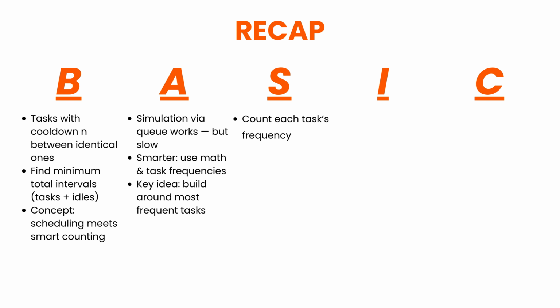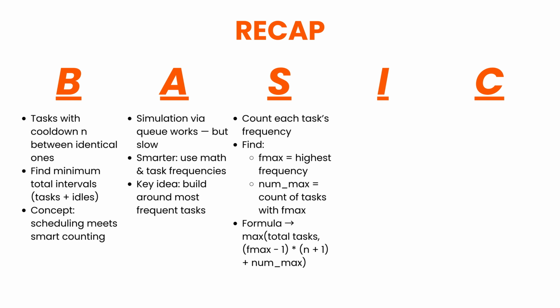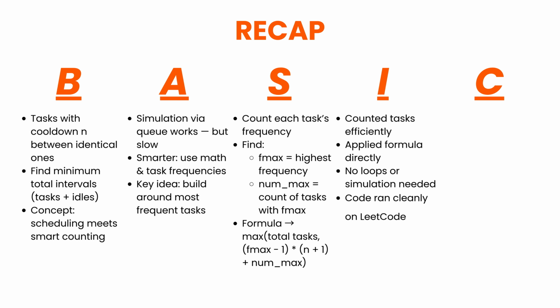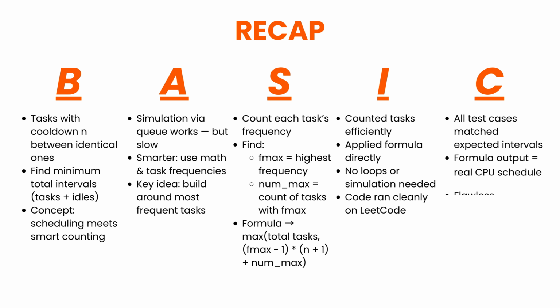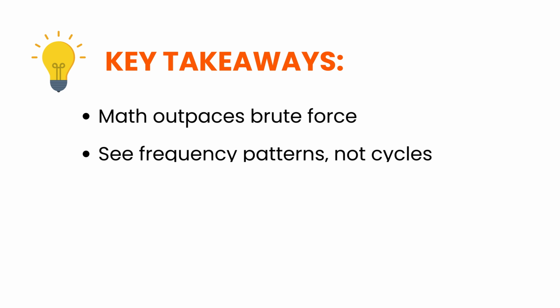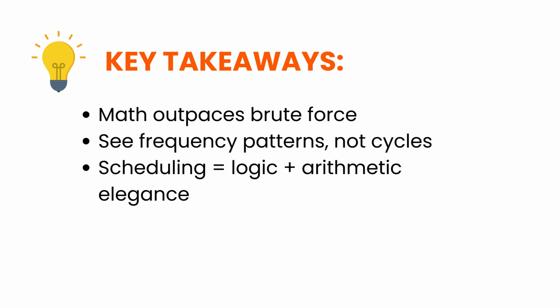The plan. Count frequencies of all tasks. Compute fmax and num_max. Apply the formula, max(total tasks, (fmax - 1) * (n + 1) + num_max). This gives the minimum time with no unnecessary simulation. We executed this logic cleanly, counted frequencies, applied the formula, and ran the code successfully on LeetCode without any errors. All test cases passed. The math perfectly matched the scheduling outcomes. The big takeaway, math beats simulation. Once you spot patterns in frequency and gaps, scheduling problems become pure arithmetic.